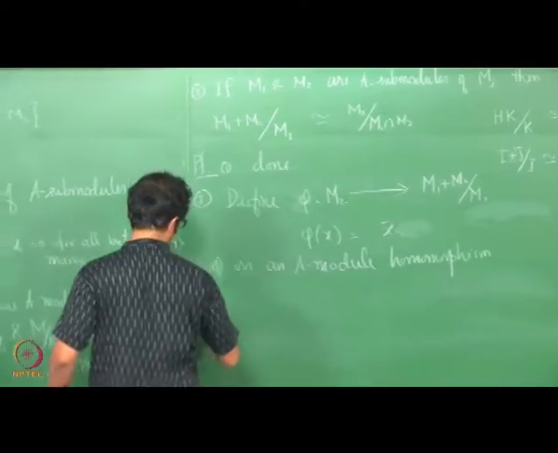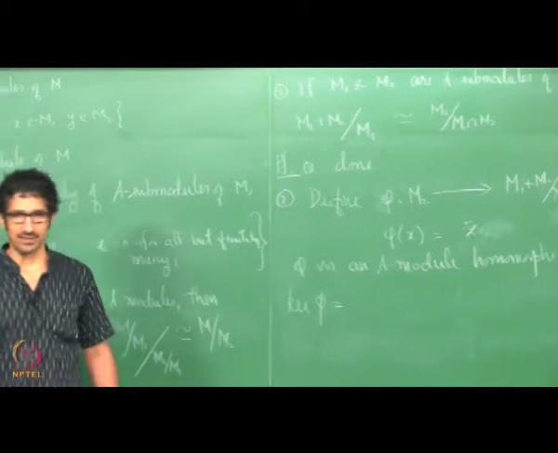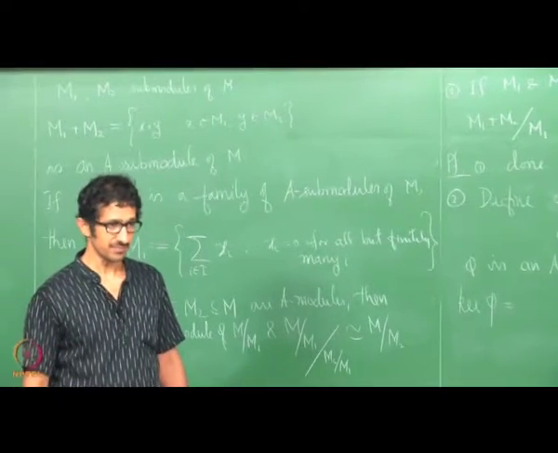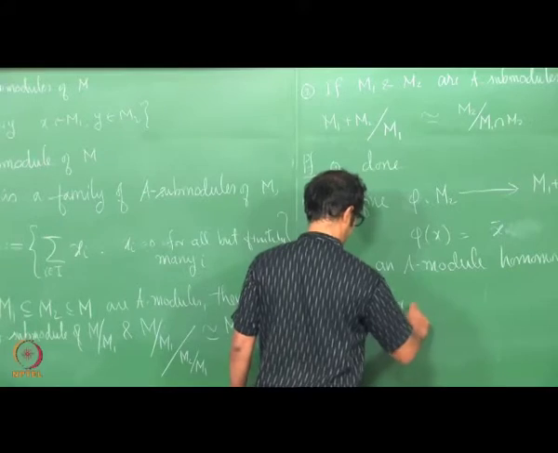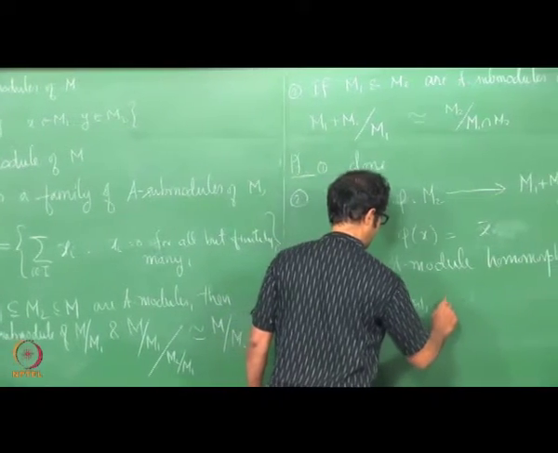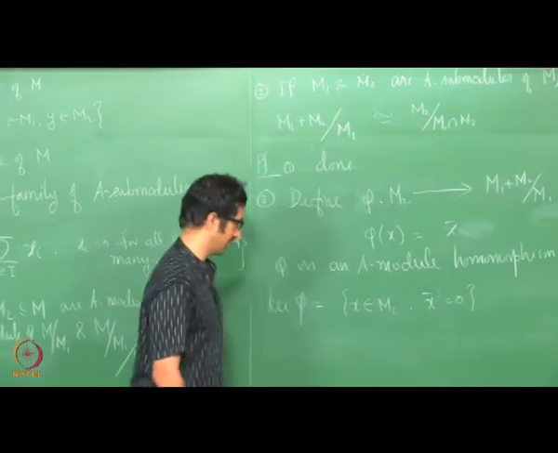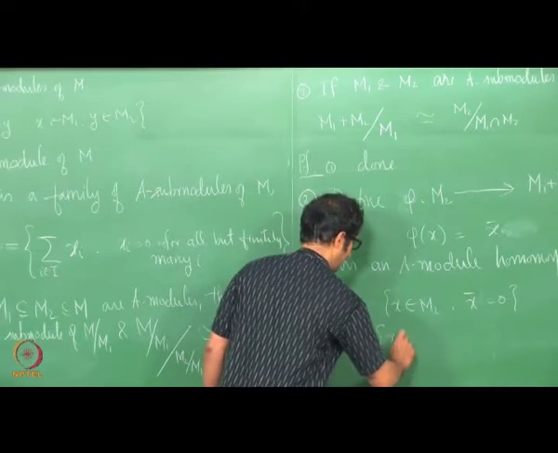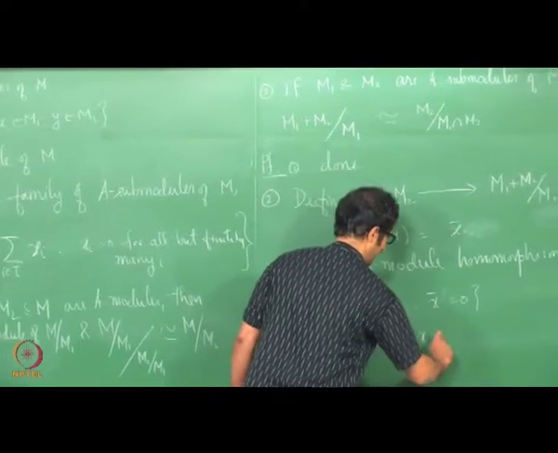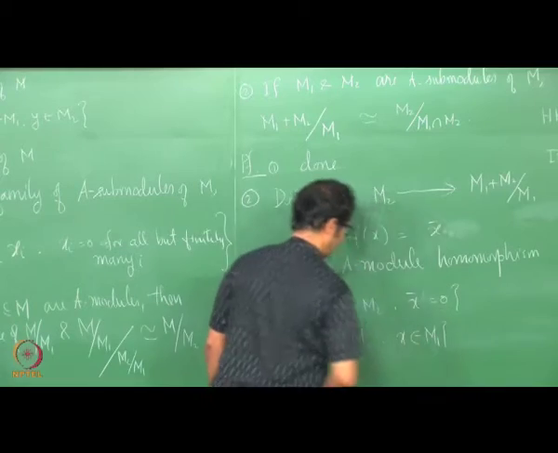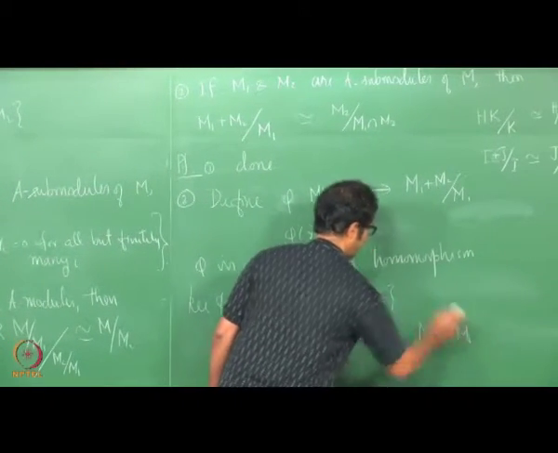What is kernel phi? Kernel phi is all elements x in M2 such that x bar is 0, or in other words, all elements in M2 such that x belongs to M1, which is the same as M2 intersection M1.